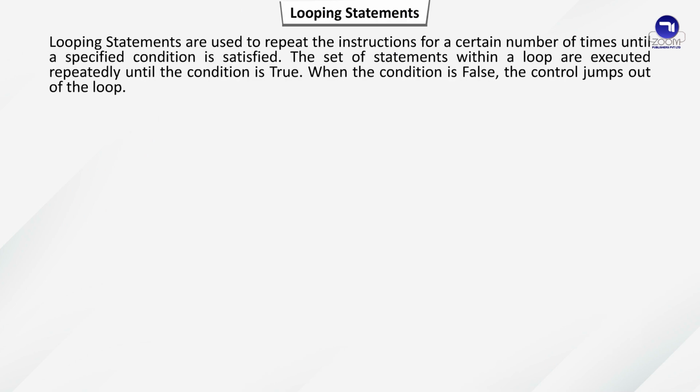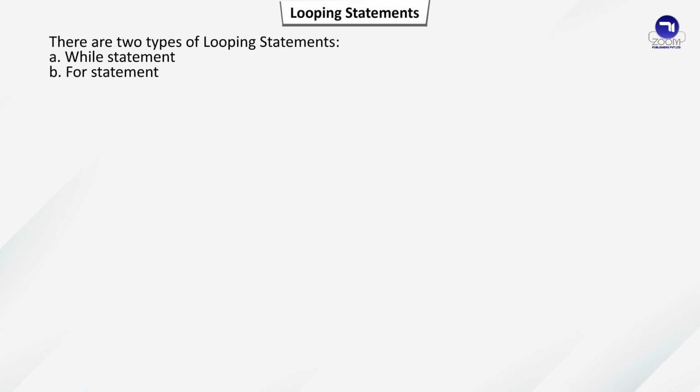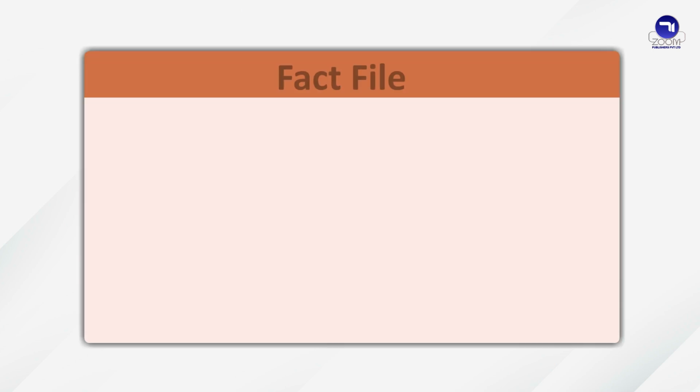Looping statements. Looping statements are used to repeat the instructions for a certain number of times until a specified condition is satisfied. The set of statements within a loop are executed repeatedly until the condition is true. When the condition is false, the control jumps out of the loop. There are two types of looping statements: while statement and for statement.